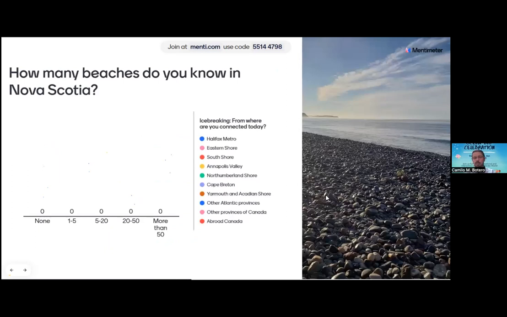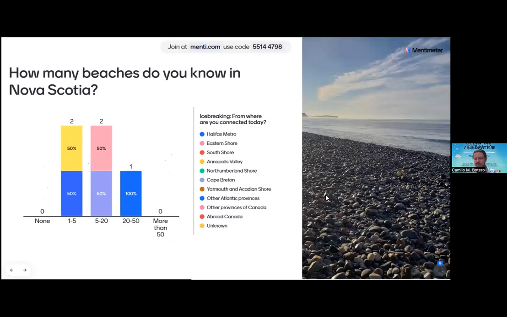But if we have some idea about beaches, how many beaches do you know in Nova Scotia? Just in Nova Scotia. Not everybody is living in Nova Scotia now, but how many beaches do you think you know in Nova Scotia? Okay, we start receiving the answers. You have two answers. Okay, four answers, great, five. 1 to 5, 5 to 20, 20 to 50. Okay, great. The majority of us, it looks like, know from 5 to 20 beaches, less than 20.